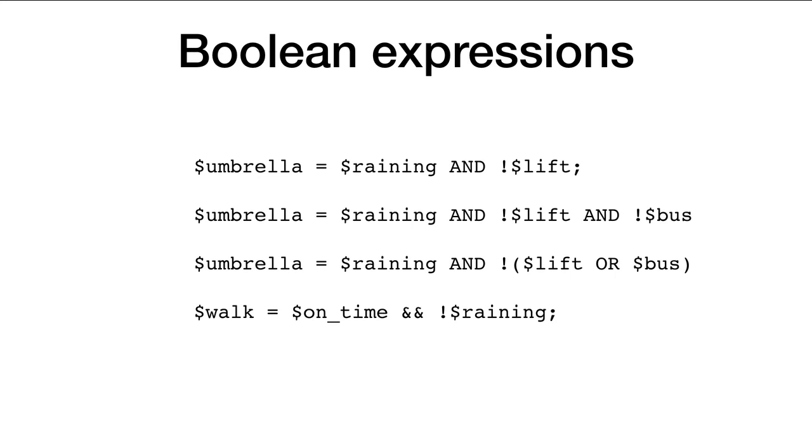So here, if you have a lift, this will be true. Or if you have a bus ride, it'll be true. Or indeed, if you have a lift and a bus ride, if you have both of them, it'll still be true. Okay? So that part of the expression there would be true in those circumstances, and so not then true would be false. So you don't need an umbrella if you have a lift or a bus ride.